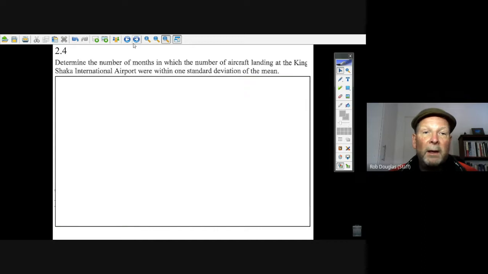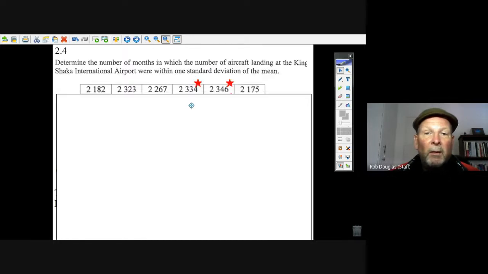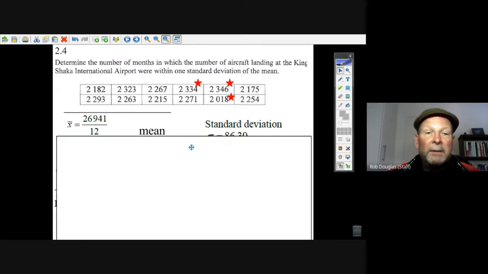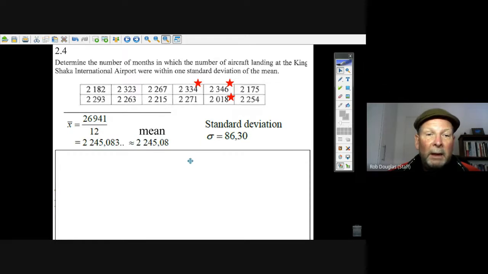Okay, let's try the next question. Determine the number of months, and they give this type of question many times, in which a number of aircraft are within one standard deviation of the mean. Well, the first thing, all you have to do is write down the mean. There it is. You did it in the last question. Write down the standard deviation. You want to know how many of these numbers fit within one standard deviation of the mean.